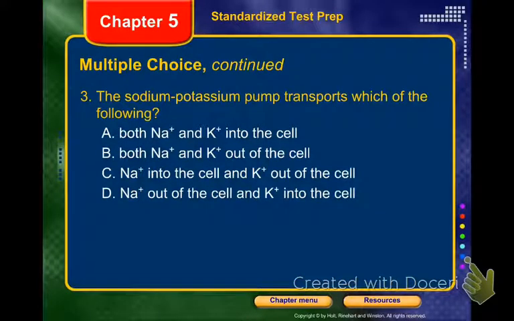The sodium-potassium pump transports which of the following? This is when drawing a picture of it will really help you to remember, because hopefully you can visualize 3 sodiums going out, but only 2 potassiums coming in. Does it transport both sodium and potassium into the cell, sodium-potassium out of the cell, sodium in and potassium out, or sodium out and potassium in? Sodium's going out, potassium's going in.